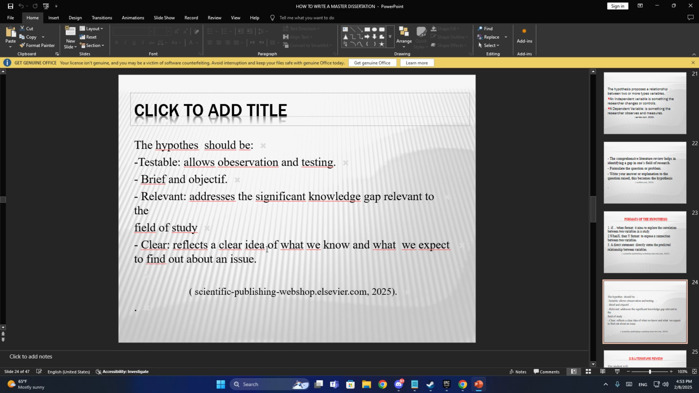So the hypothesis, of course, should be testable, it allows observation and testing. It should be brief and objective. It should be relevant to the topic, it addresses the significant knowledge gap relevant to the field of study. And of course it should be clear. My hypothesis must be clear, meaning it reflects a clear idea of what we know and what we expect to find out about an issue.